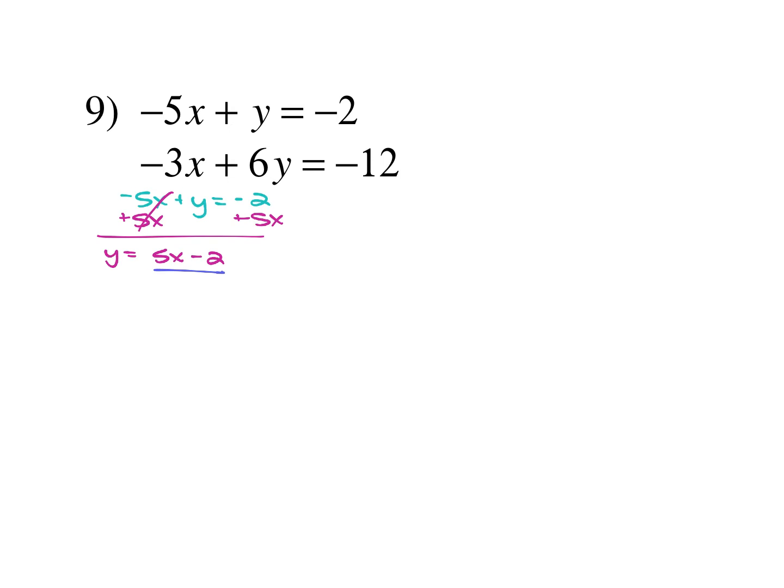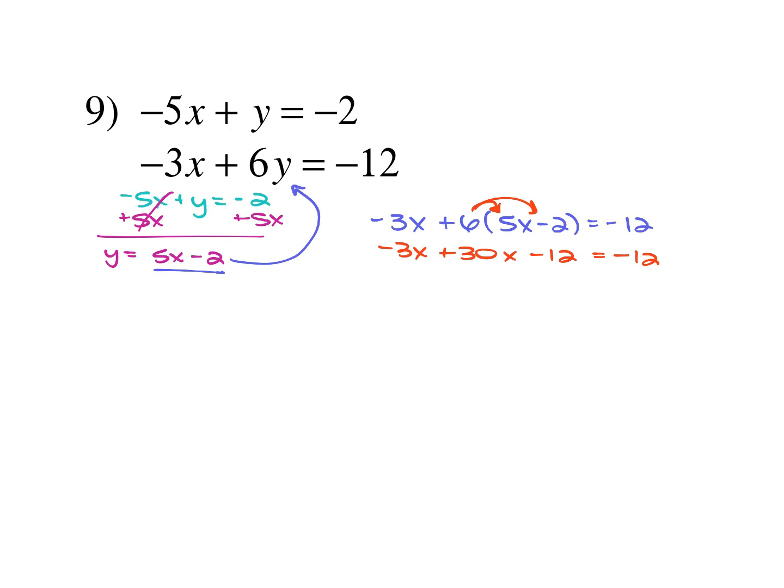Take the 5x minus 2, plug it in for y in the bottom equation since you did not work with that one yet. This is going to give you negative 3x plus 6 times 5x minus 2 is equal to negative 12. Distribute in the 6. This gives us negative 3x plus 30x minus 12 is equal to negative 12. If you combine your like terms here, the negative 3x plus 30x gives us 27x minus 12 is equal to negative 12. You're going to move the 12 over, so add it to both sides.